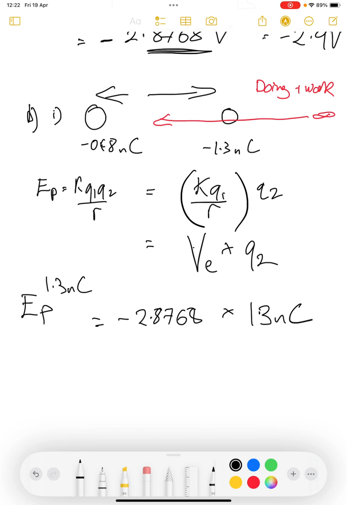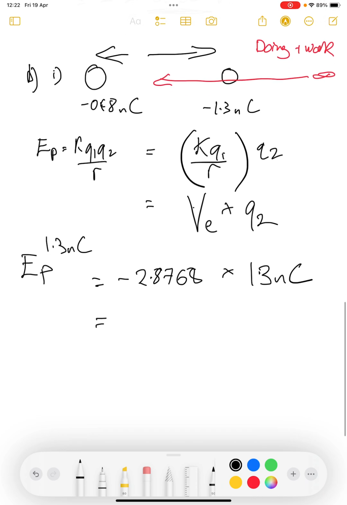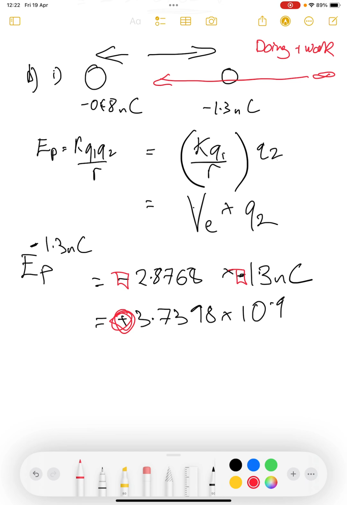If I put that into my calculator, I get plus 3.7398 times 10 to the minus 9. Spot the deliberate mistake. There's the minus sign there, the minus sign there, minus, minus, positive there.